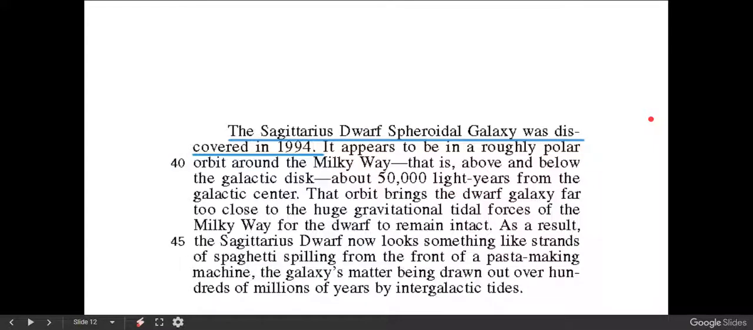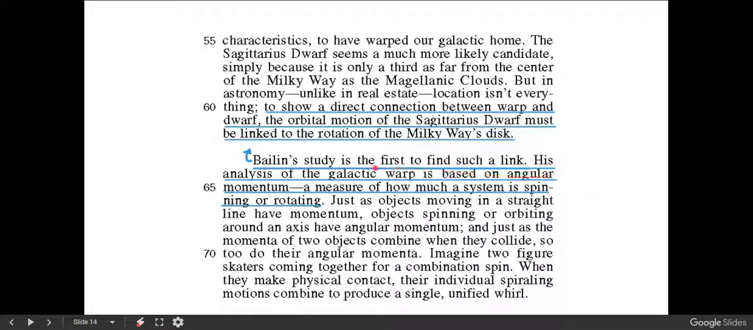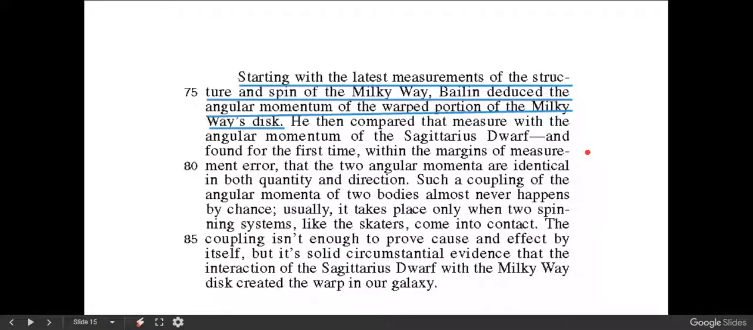The Sagittarius dwarf spheroid galaxy was discovered in 1994. Gravitational collisions between small satellite galaxies and big spiral galaxies have long been regarded as possible culprits in the warping of a large galaxy's disk. Did a pretty bad job of drawing straight lines there. The next one, Baelen's study, is the first to find such a link. I'm going to go to the sentence after and the one before it to see if I can find out what such a link is. So read the sentence before it and the sentence after it. Then the last one started with the latest measurement of the structure and spin of the Milky Way. Baelen deduced the angular momentum of the warped portion of the Milky Way's disk.